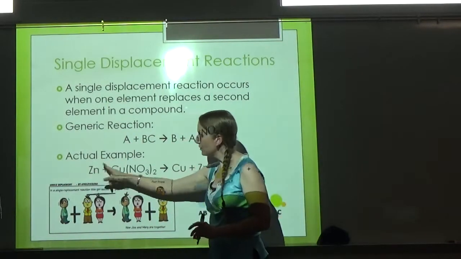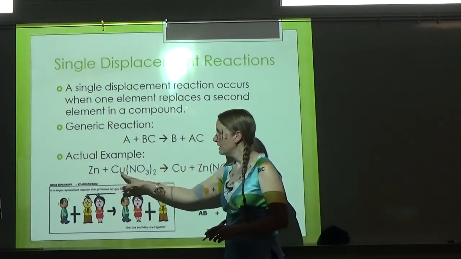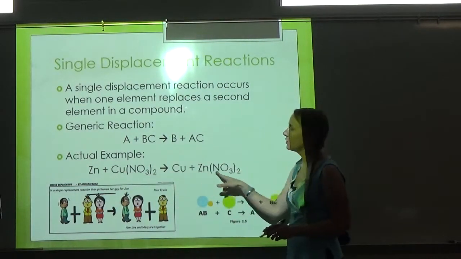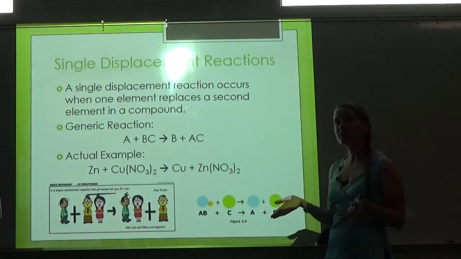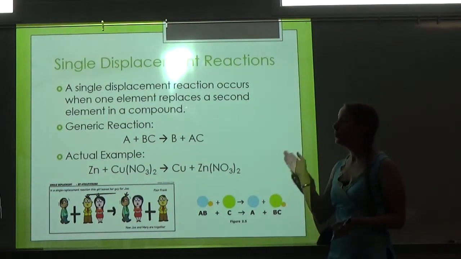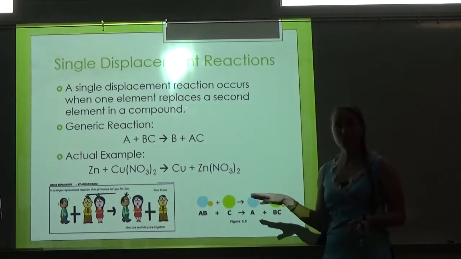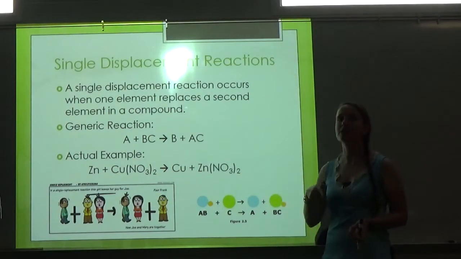Here zinc is single, here copper is single, here are 2 that are paired up, and here are 2 that are paired up. So the important thing is, what do you switch with what? When you are bonding things, you need to remember that it has to be a positive bonded with a negative.